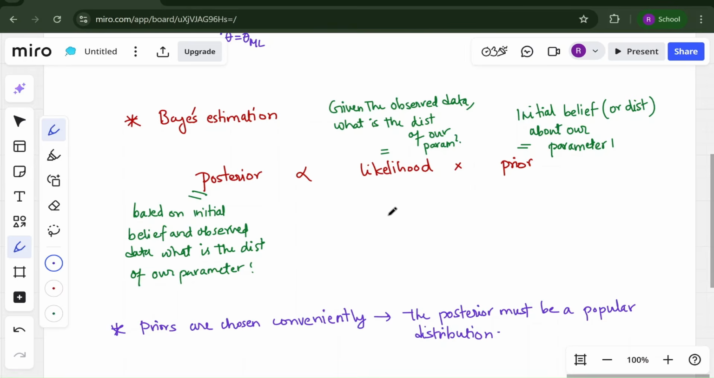So some people write the prior as p theta, and the likelihood is nothing but, just a second. Likelihood is p of x given theta, and the posterior is nothing but p of theta given x. Okay, fine.